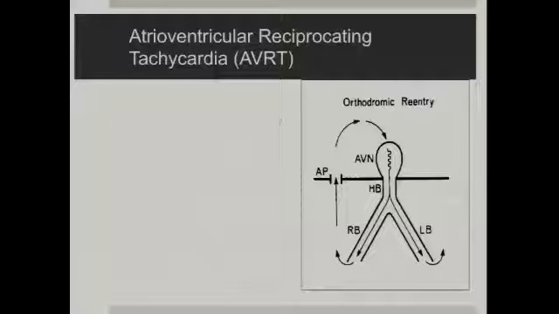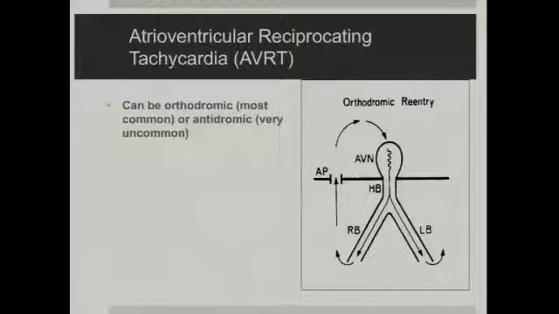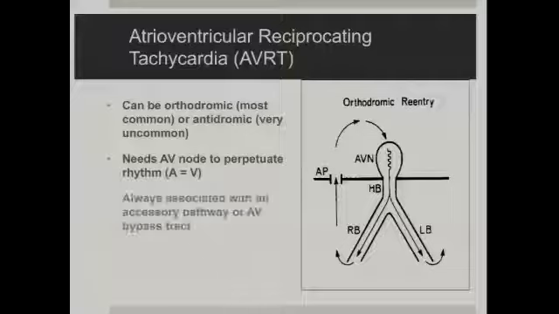With AVRT, it can be orthodromic, which is the most common, or antidromic. Antidromic, I think of anti as bad. Bad means that it's a wide complex rhythm because it's going down the pathway and backwards through the AV node. The majority go the other way: the circuit goes through the AV node and backwards through the pathway. The importance of the orthodromic is that these can be treated with AV nodal blockers like beta blockers and calcium channel blockers, or you can give adenosine and it's much more effective.